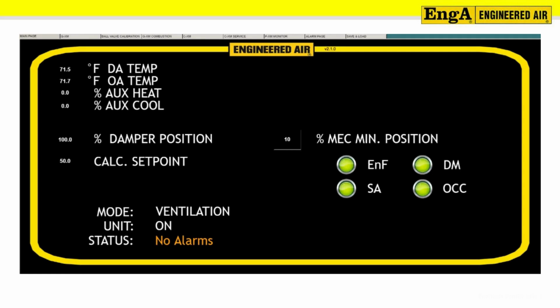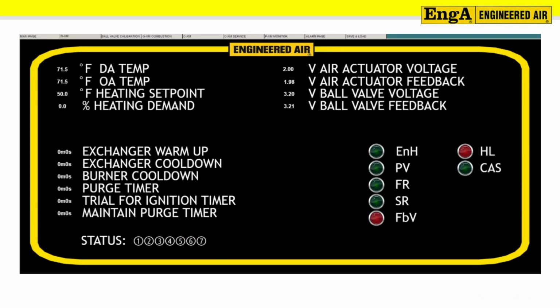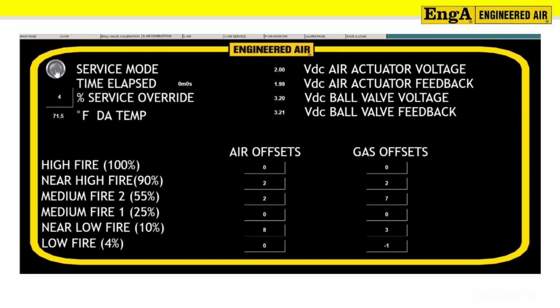Here you can verify the ENH terminal is energized. This is what enables the burner to light off. Now go to the GXM combustion page. By pressing the service mode button, this will put the burner into manual override mode. Therefore, if the burner is not already on, you will hear the combustion blower start up and go into pre-purge, and the burner will light off and go to the firing rate shown here in the percent service override.